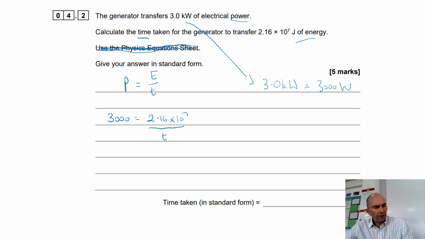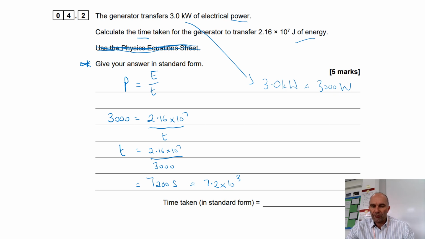We now need to make time the subject of that formula. So t equals 2.16 times 10 to the 7 divided by 3,000. Now put that number into your calculator and you end up with 7,200 seconds. Now at this point you might be thinking, great, that seems like a realistic number, and you're jumping up and down for joy that you've got all 5 marks. We haven't. Go back and check your answer. You've got to give your answer in standard form. So we now need to convert that 7,200 into 7.2 times 10 to the 3. And that's where we get the 5th mark from.